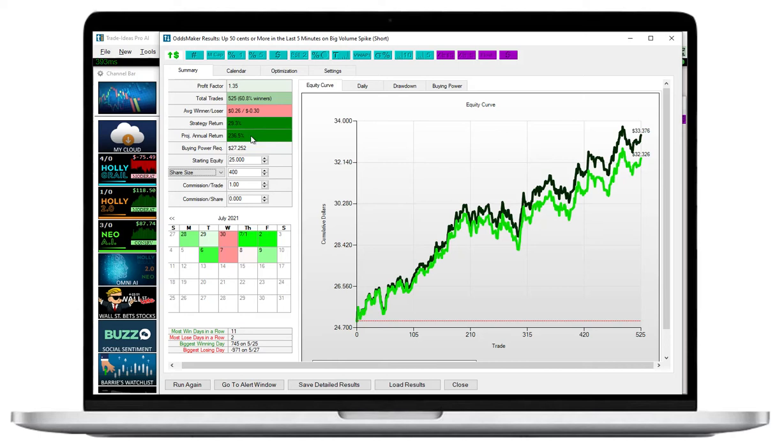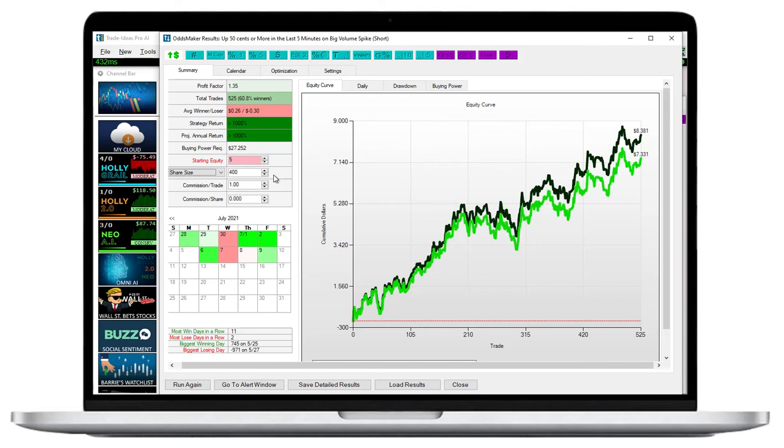The Summary tab displays the buying power that the strategy required during the backtest. You can define the amount of starting equity, based on your account size. This amount affects the strategy return, and the projected annual return. If the required buying power is greater than 4 times the starting equity, which is the leverage most brokers allow, the starting equity field will turn red.